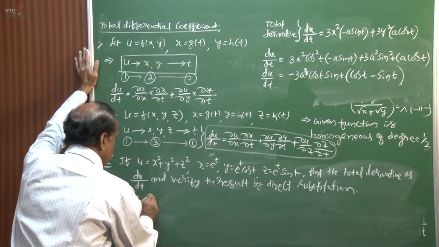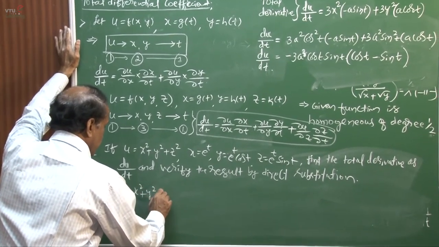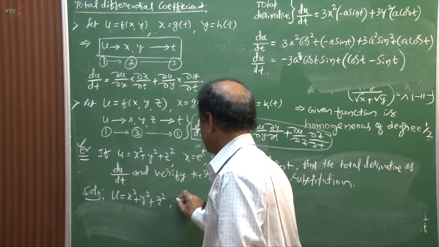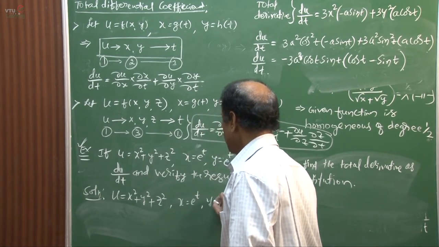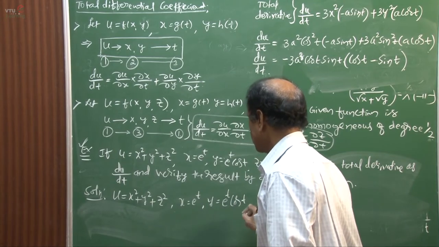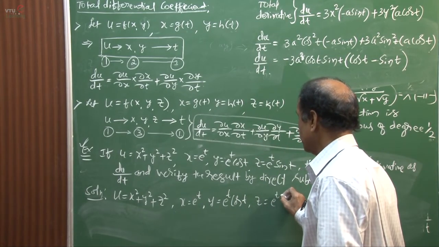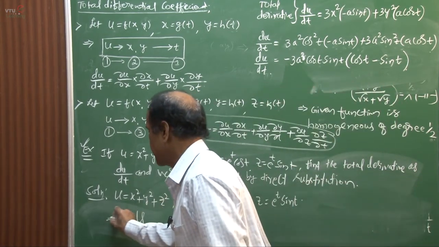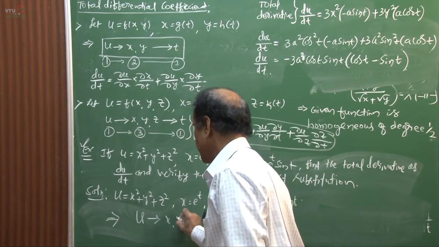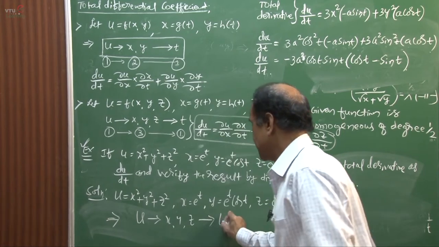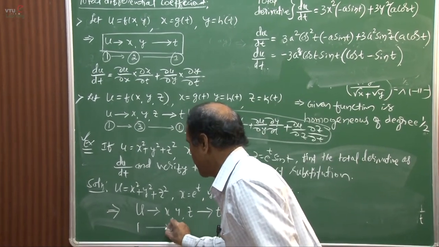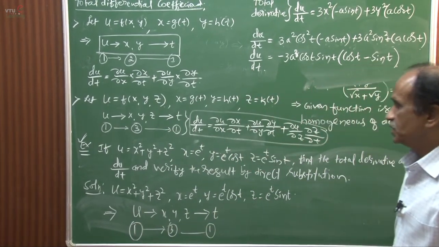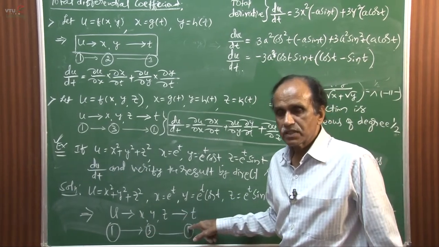Now in the solution, u equal to x square plus y square plus z square. Then x equal to e to the power t, y is equal to e to the power t cos t, and z equal to e to the power t sin t. What is your symbolic representation? This implies u is connected to x, y, z, and they are connected to t. That means 1 is connected to 3 symbols, and that is ending with 1 symbol. That is, 1 is connected to 3, 3 is connected to 1.